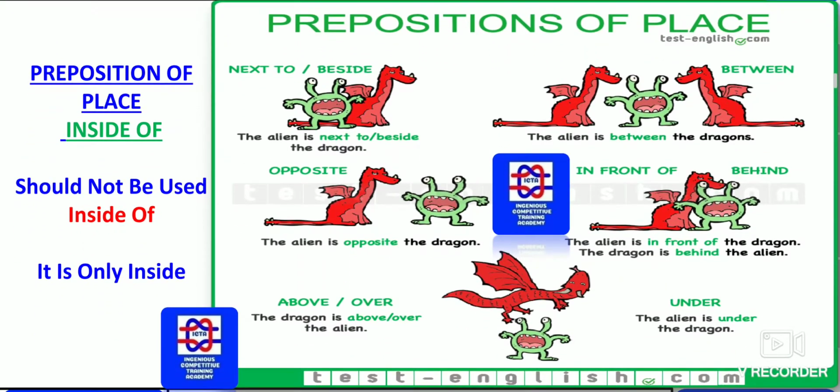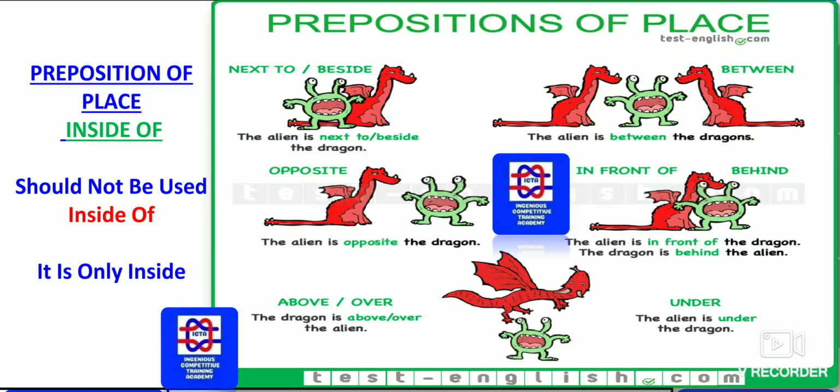Next we have the preposition of place, that is inside of. How has this inside of been used? In some cases it is only inside, there is no inside of. So please remember that you can't use inside of. It is only inside. He is inside the room. We can't say that he is inside of the room. So please remember it is not the correct way of using of, that is inside of.